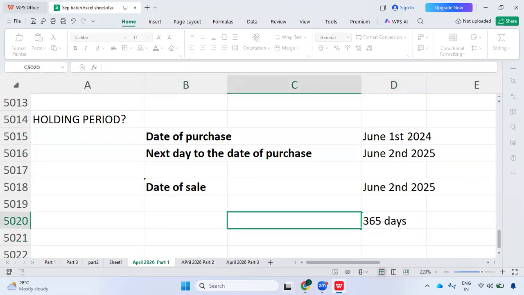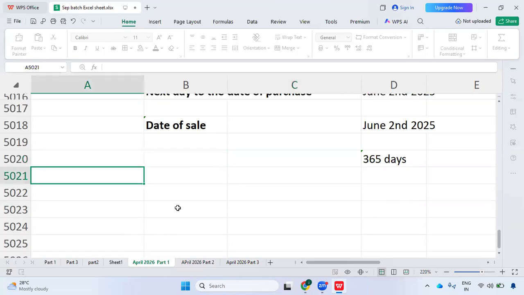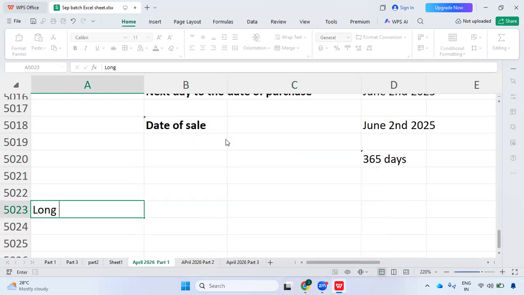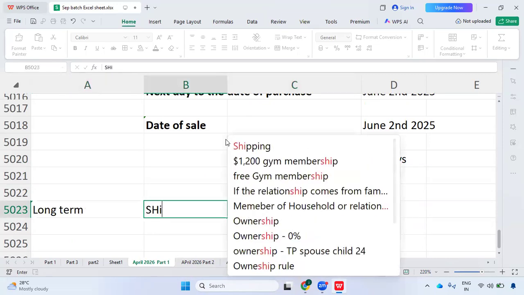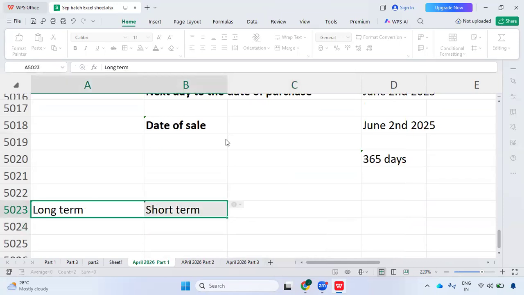Now what is the next important thing? After calculating the holding period, we can classify these properties into two based on the period of holding: long term and short term. What will happen if it is long term and what will happen if it is short term?